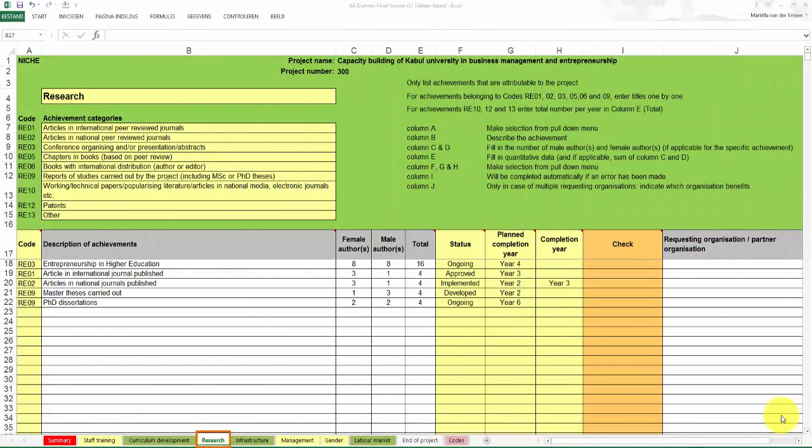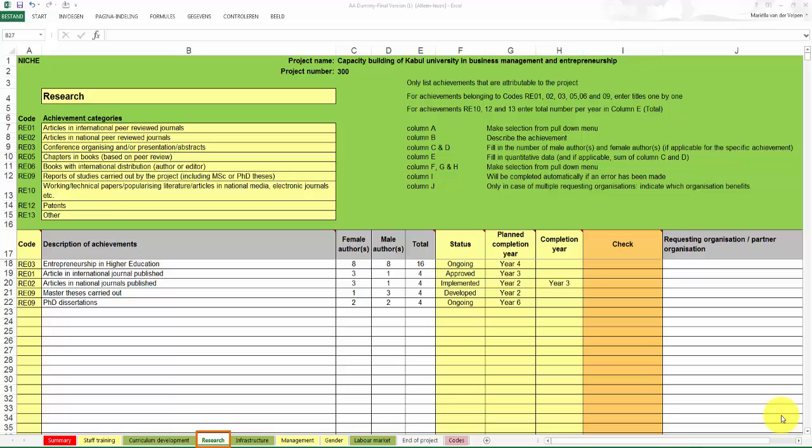The research sheet is very interesting because there is always so much more to fill out here than project implementers are aware of. Projects underestimate their research achievements. Like what, for example? For instance, each staff member on a master's degree will write a thesis, and this is an entry under REO 9. The same applies to the PhD candidates and their dissertations. One line for each, because you must specify the title and the gender of the authors.